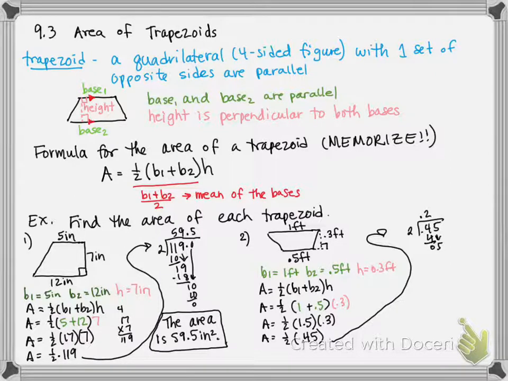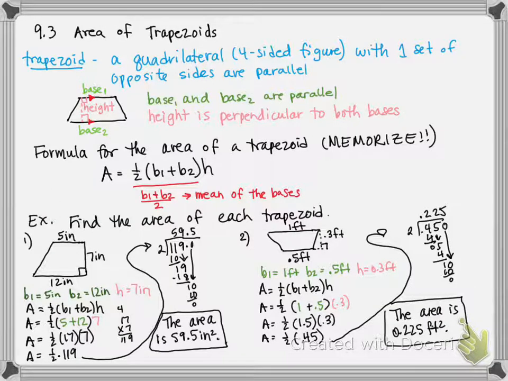Bring down the 5. 2 goes into 5 twice, which is 4, with 1 left over. I'm already behind a decimal point, so I can just annex a 0 as needed. And 2 goes into 10 5 times evenly. So I would say the area is 225 thousandths square feet. Ooh, that's a mouthful.